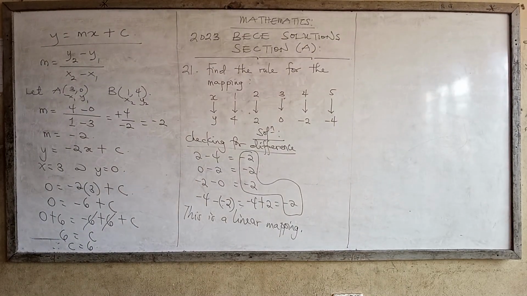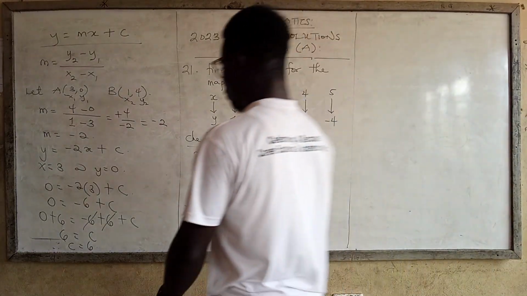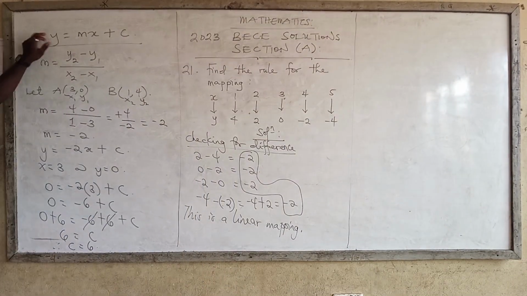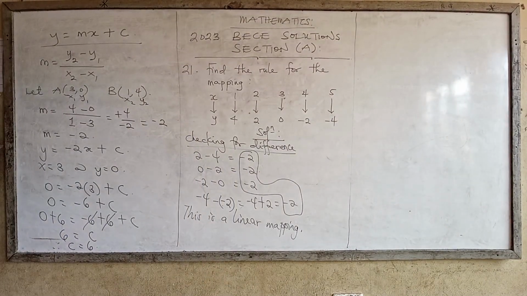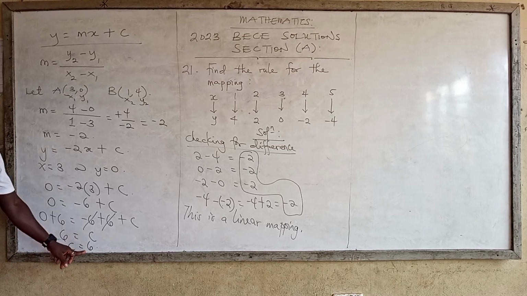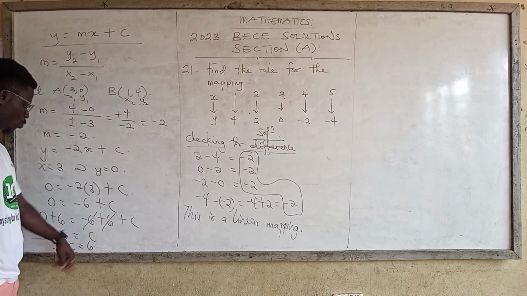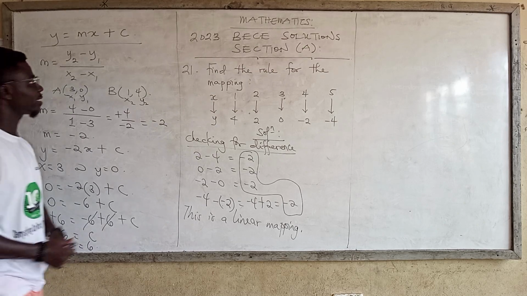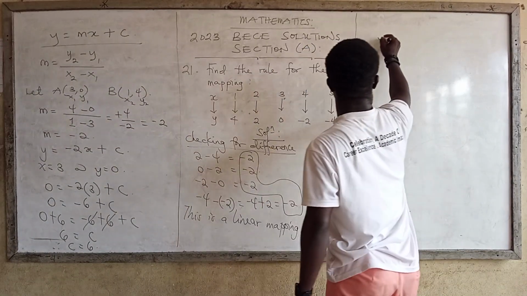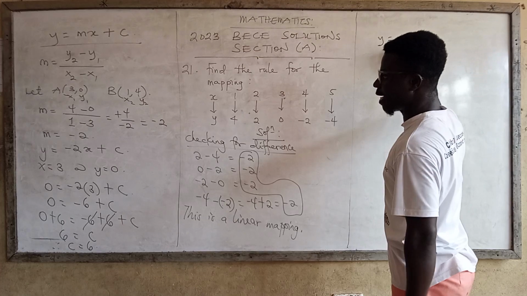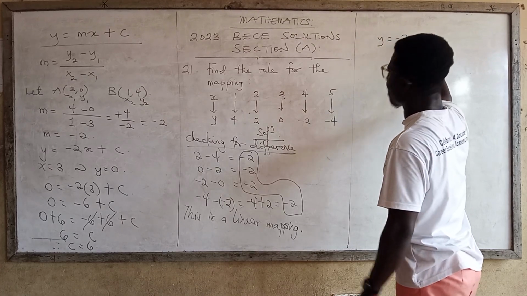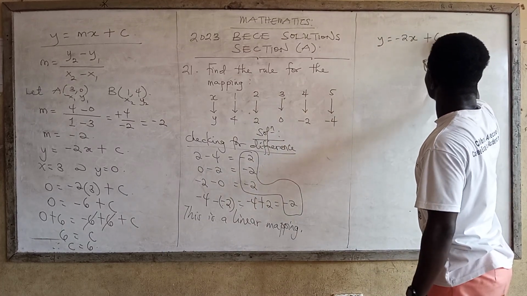So I have this: c equals 6. Which means that c refers to the intercept on the y-axis, which means that the line cuts the y-axis at 6, right? (0, 6). But that's not what we are interested in here. So we want c, which is 6 now, so we can just substitute. I have y equals my m, which is negative 2, x, plus 6.